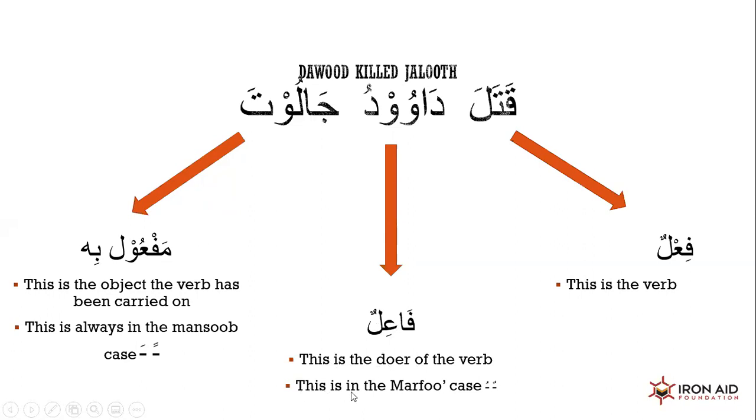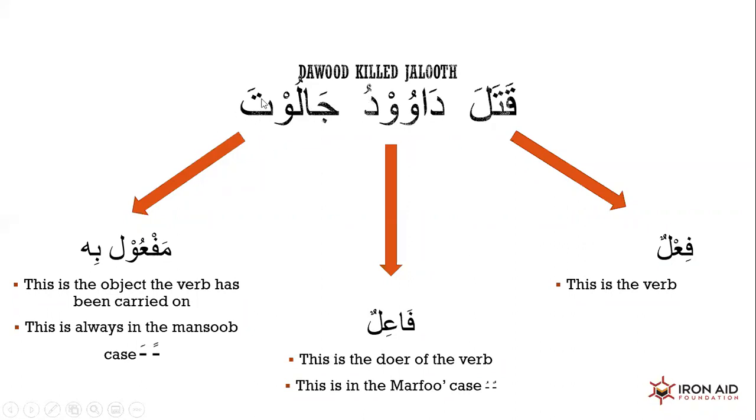And this is in the marfu' case. So going back to lesson 1, this is now in the marfu' case, which is denoted normally by a dhamma or dhammatain. So here we have a dhamma. Why does it have a dhamma? Because it is fa'il in this sentence. Dawood is the doer or the fa'il in the sentence, and therefore it is in the marfu' case, and that's why it has a dhamma.